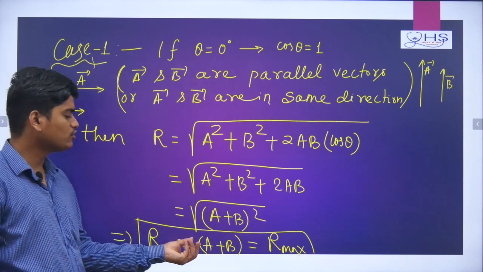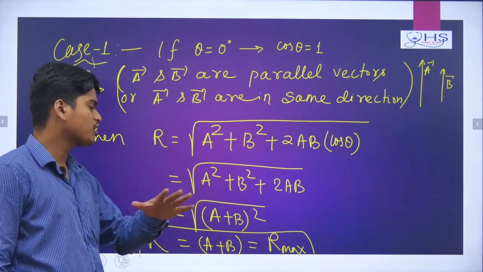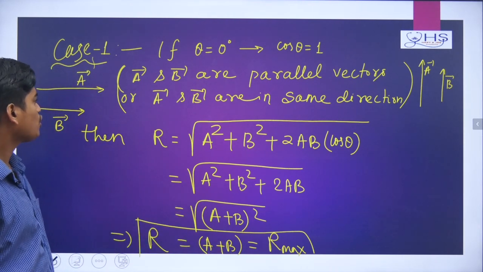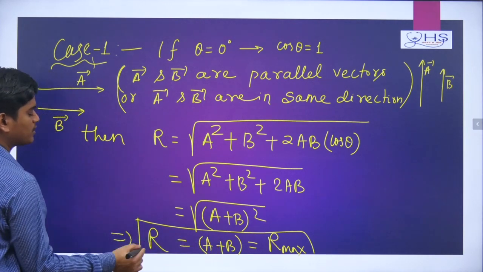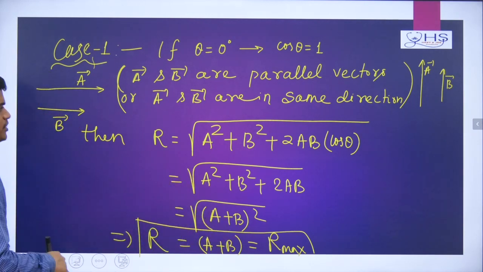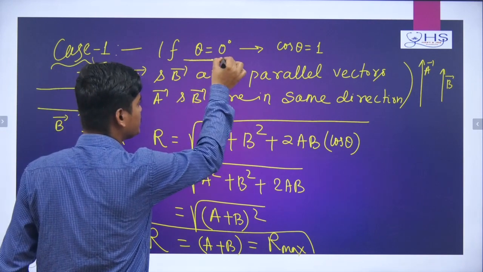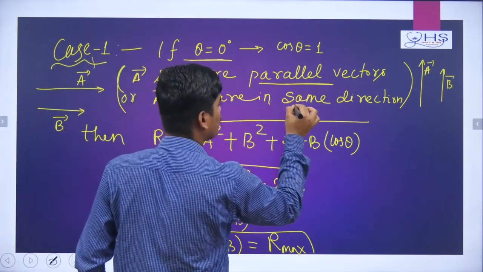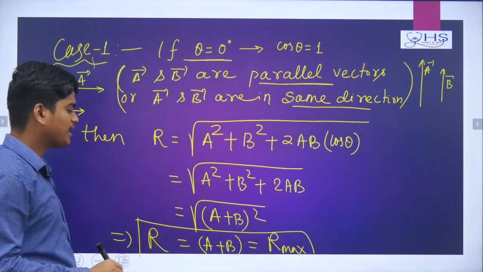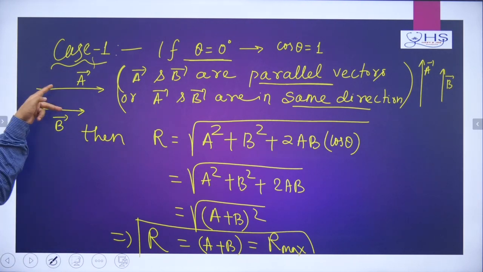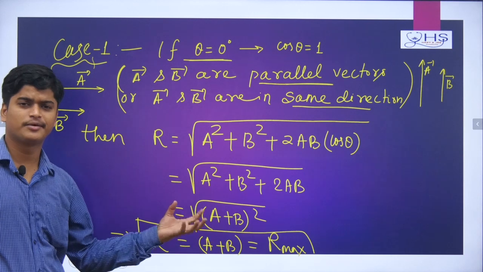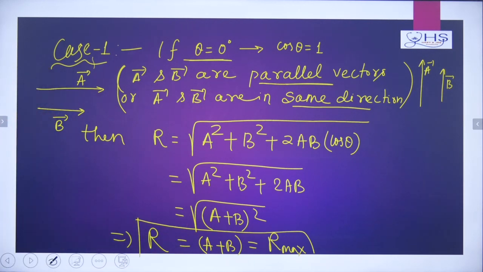Now this is the magnitude of A plus magnitude of B. Two vectors are there, A vector and B vector, but here written A B. A B means magnitude of A plus magnitude of B. So whenever theta equal to 0 degree, or both are parallel vectors or are in the same direction, that time the resultant of these two will be maximum. It will provide the maximum value. So that's why I am writing R max.